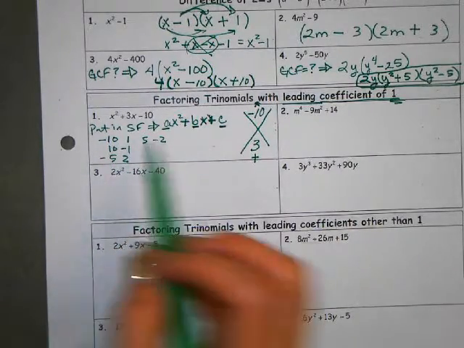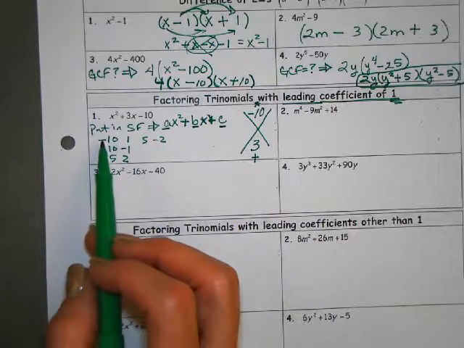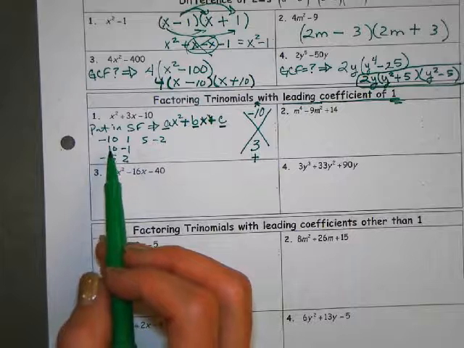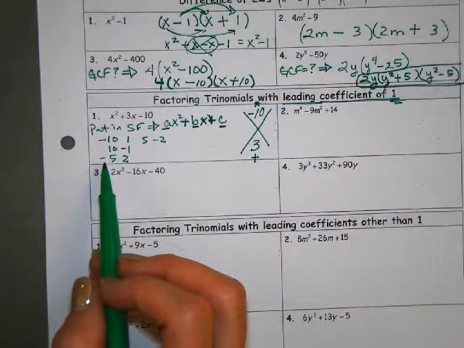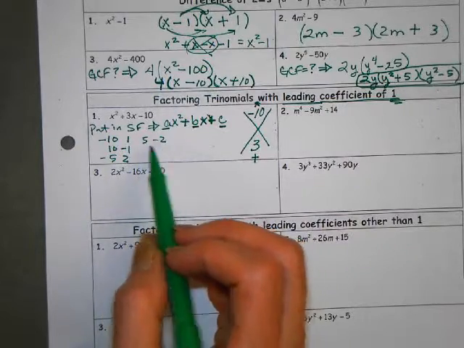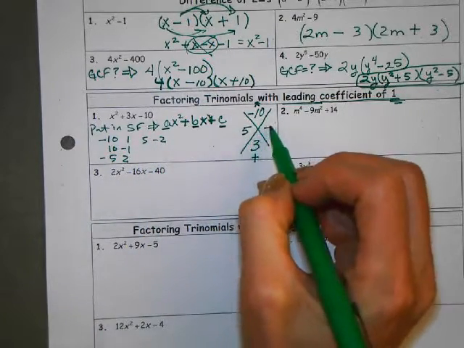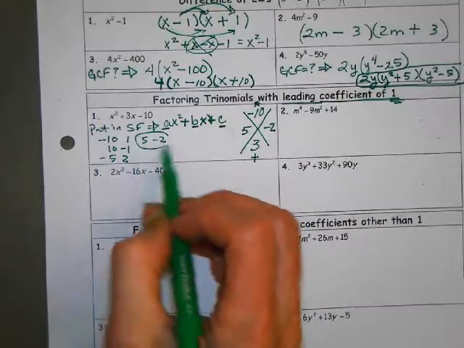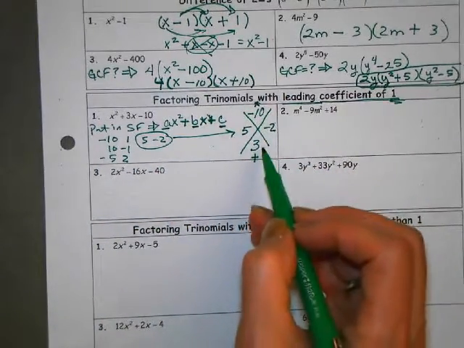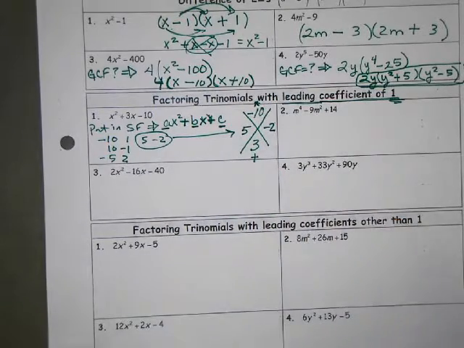But when I add them together, do I get 3? Do I get 3 when I add negative 10 and 1? No. Do I get 3 with 10 and negative 1? No. Do I get 3 with negative 5 and 2? No. But do I get 3 with 5 and negative 2? I do. So I'm going to put 5 and negative 2 here. So whatever numbers, when multiplied, give me the top and, when added, give me the bottom, those are going to be my factors.